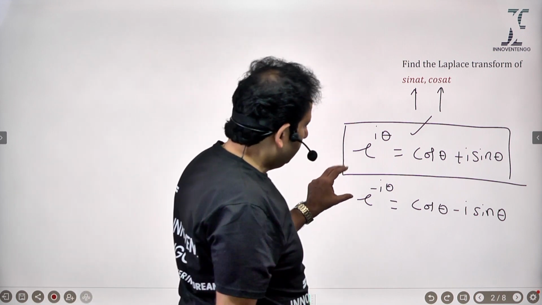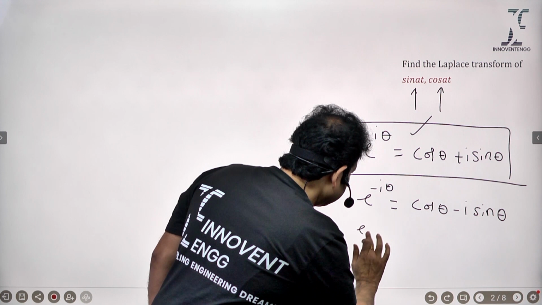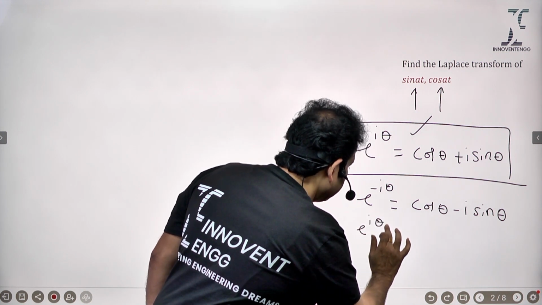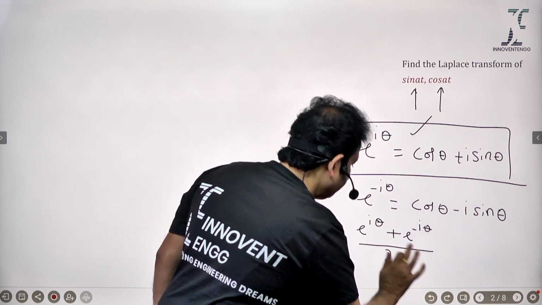Now what you can do is, if you add these two, the odd function gets eliminated and your cos theta becomes e power i theta plus e power minus i theta, divided by 2.